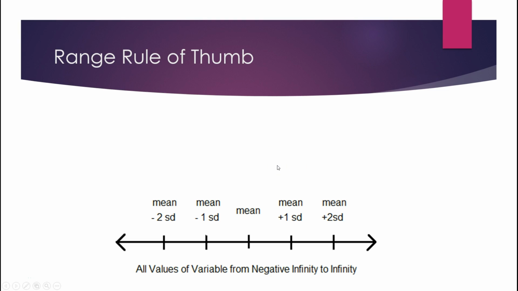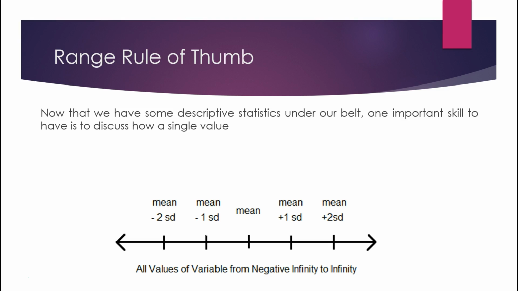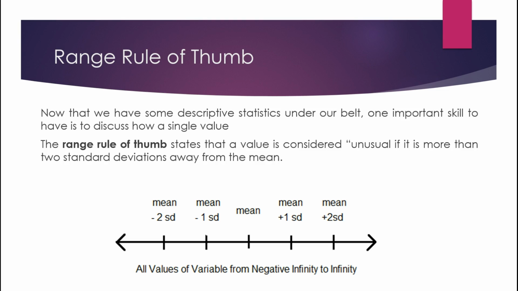So we have a few rules that are going to take what we know about standard deviation and bring them together with the mean. These are going to be really important because they help describe how a single variable lives inside a data set. Our first rule is the range rule of thumb, which states that a value is considered unusual if it is more than 2 standard deviations away from the mean.